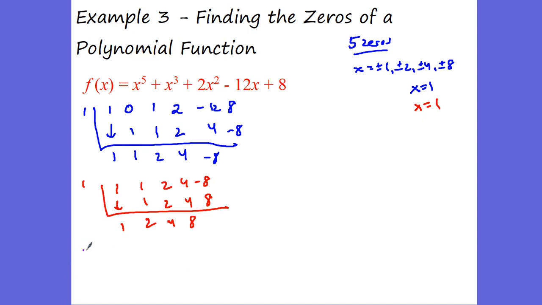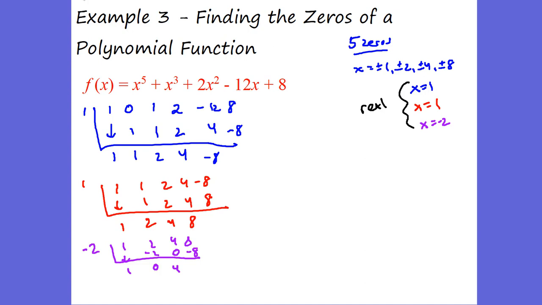Let's try negative 2. We got 1, 2, 4, 8. Let's bring this guy down. We got negative 2. We got 0. We got 0. We got 4. 4 times negative 2 is negative 8. Ding, ding, ding! X is equal to negative 2 is one of my zeros. Okay, I'm doing really good. I have 3 real zeros here. These guys are all real. Okay, these are all my real zeros.